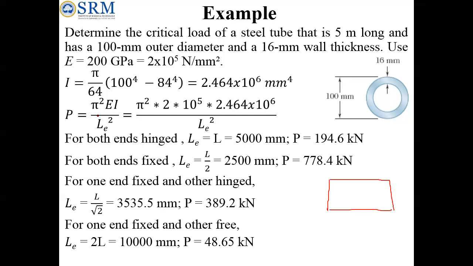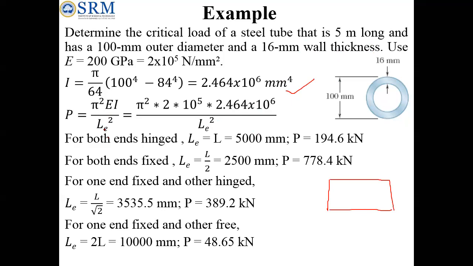Okay. So what is the formula which we discussed for crippling load? P is equal to pi square EI by LE square. That is in general pi square EI by LE square. And here they have given: determine the critical load of a steel tube 5 meter long. L is given as 5 meter, diameter is given as 100 mm outer diameter, 16 mm wall thickness. So I is pi by 64 into D to the power 4 minus small d to the power 4. Okay. So you can find out the value of I.